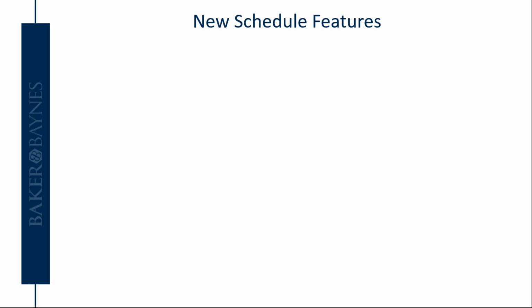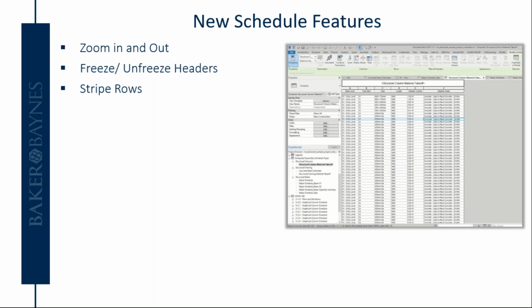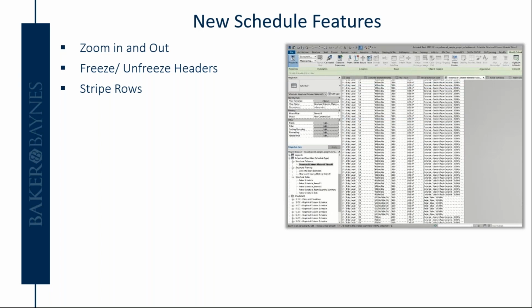So I just want to talk about some newer features. These three main features have been added. If you've been working on Revit before 2018, you wouldn't have been familiar with this, but it's simple things like zooming in and out, freezing or unfreezing the headers, and then striping rows. For those who have not seen schedules in Revit, this shouldn't be too foreign, but I'll also try and do a little bit of an intro as we go along. So what you're seeing on screen is a typical schedule that you might find.